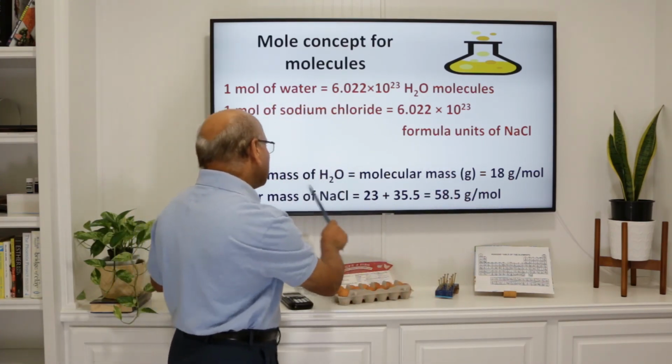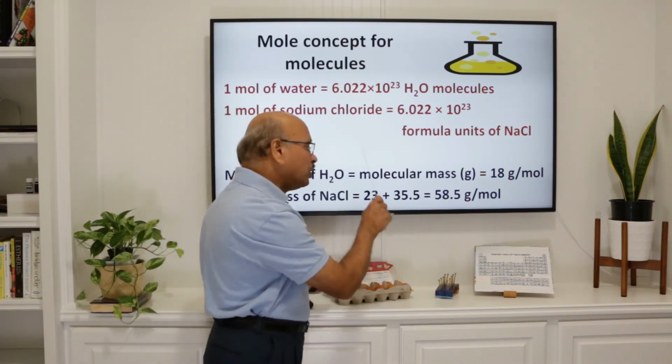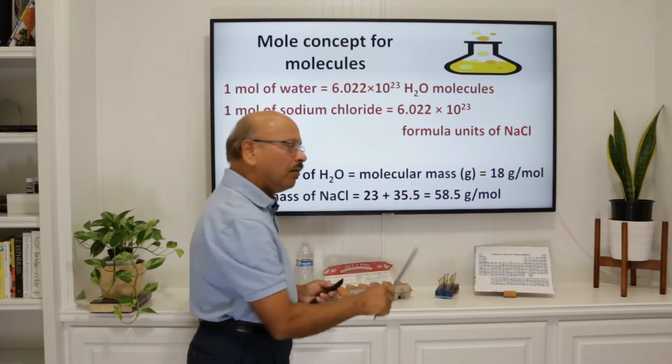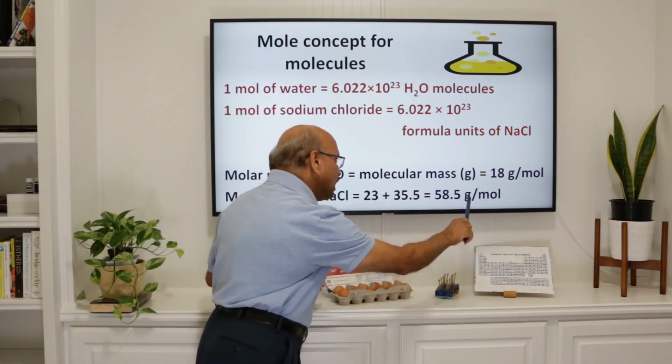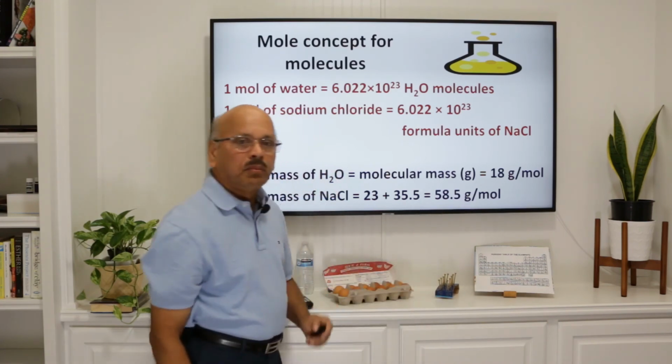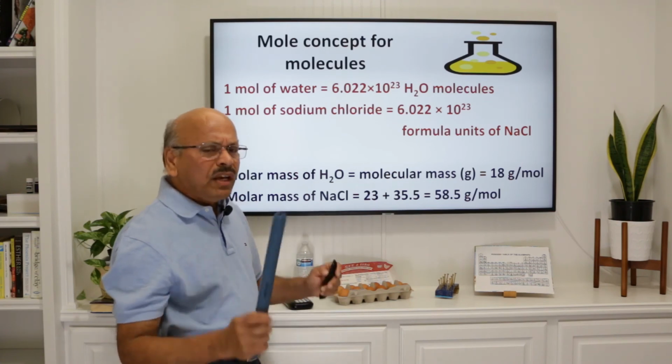If you take the molar mass of sodium chloride, you take the atomic mass of sodium, which is 23, and chlorine, 35.5. Add them together, and you get the molar mass in grams per mole, 58.5. So this is a simple thing. I think you got the idea. So we have 2 things here.